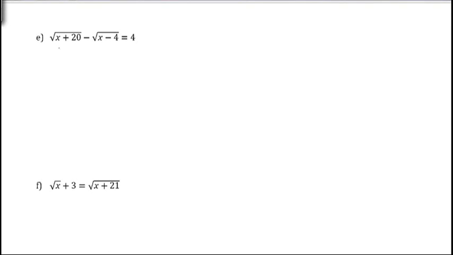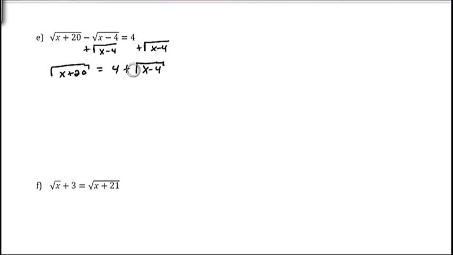Our next example, square root of x plus 20 minus the square root of x minus 4 equals 4. When you're solving equations that have two square roots, you want one square root on both sides, and you want one of the square roots to be by itself. So I'm going to add this square root of x minus 4 to both sides. That gives us the square root of x plus 20 equals 4 plus the square root of x minus 4.